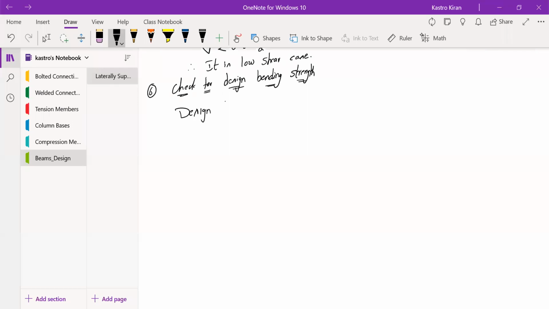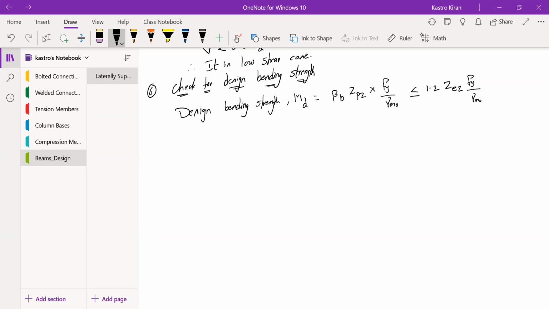Design bending strength, that is MD, equals, you know the formula, which is beta B into ZPZ into Fy by gamma m naught, right? And remember, it's a simply supported beam. For simply supported beam, the value of MD must be less than or equal to 1.2 into ZEZ into Fy by gamma m naught, right?